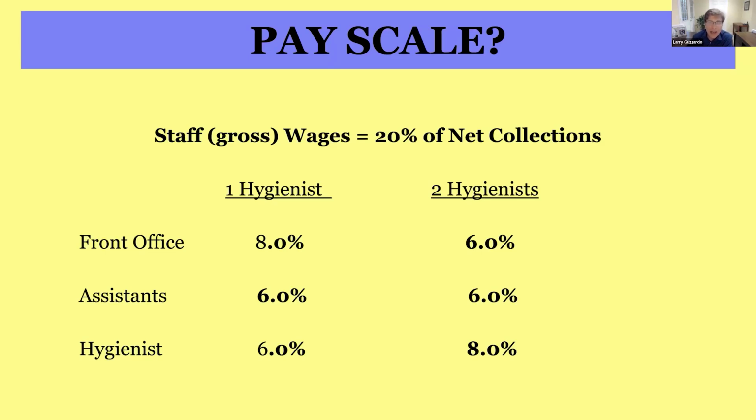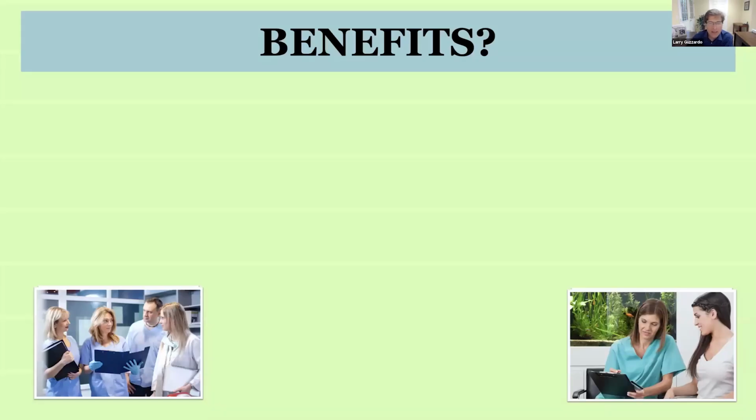On top of that, you do have another 2% for payroll taxes, and then you have another 3% for your fringe benefits. So your total compensation to your staff would be 25%. It's what you can afford. We talk about this in other courses, but it always comes up in this one.